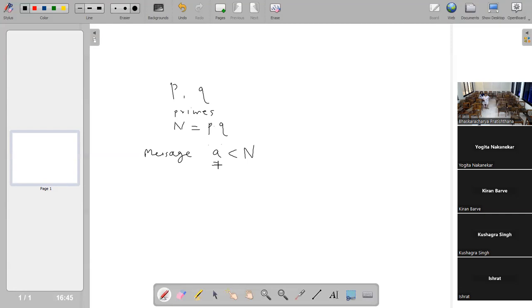So once you take this message, you convert it into an encrypted message. So B is congruent to A raised to K mod capital N. So mod N. So this B is the secret message.